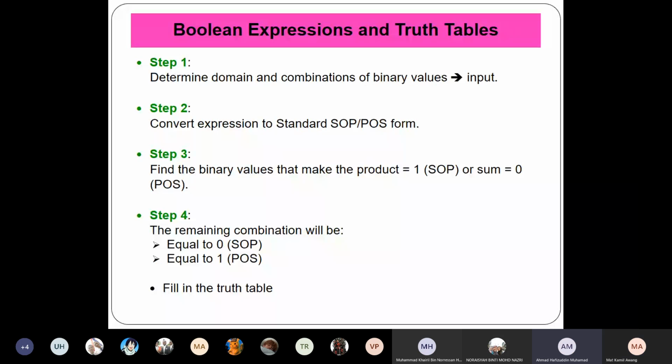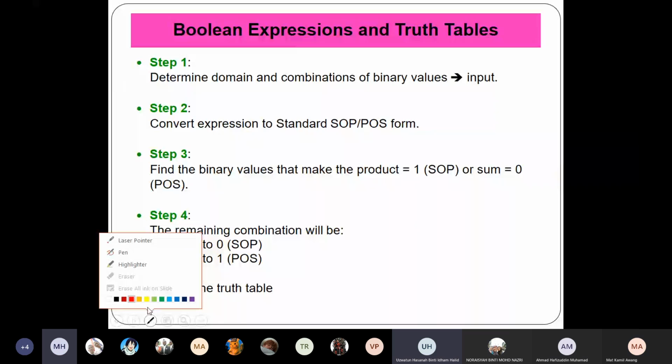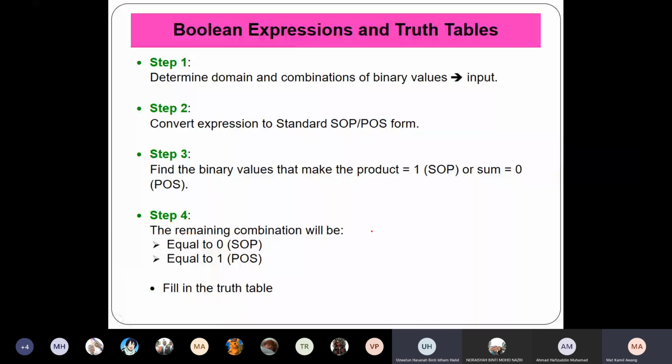Share. Okay. Do you see the slides? Yes, sir. What do you see? Step 1, step 2, step 3, step 4. Boolean expression and truth table. Okay. Now, basically, we are going to continue from where we left off.